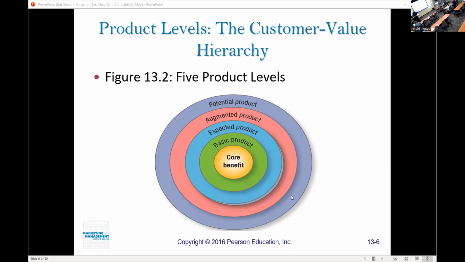The expectations are, I want a clean bed, I want fresh towels, I want a relative degree of quiet. These are the attributes and conditions that we consider the minimum accepted standard.